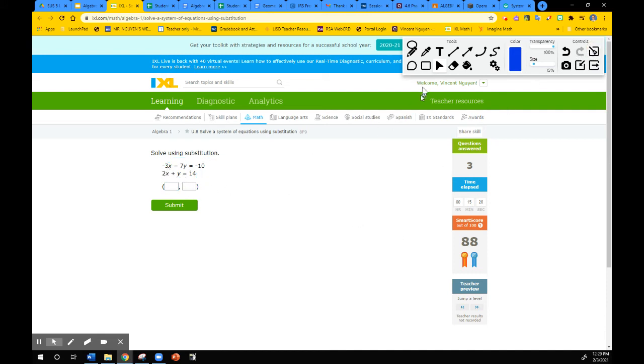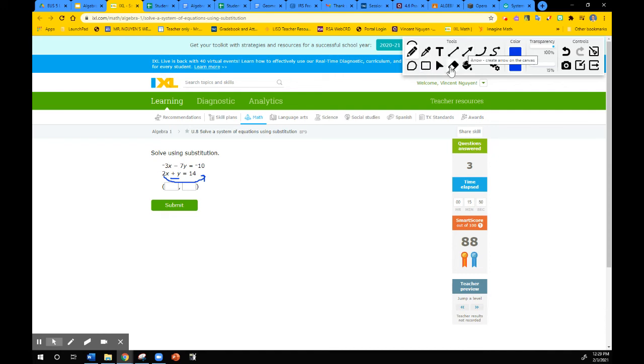Okay, so I'm going to solve the second equation. Look at the first equation. It's kind of complicated. I don't want to solve for x because I have to divide by negative 3. I don't want to solve for y because I have to divide by negative 7. In the second equation, I don't want to solve for x because I have to divide by 2. But if I solve for y, I don't have to divide by anything. I just need to move the 2x away. So pick your easiest equation to solve, okay?